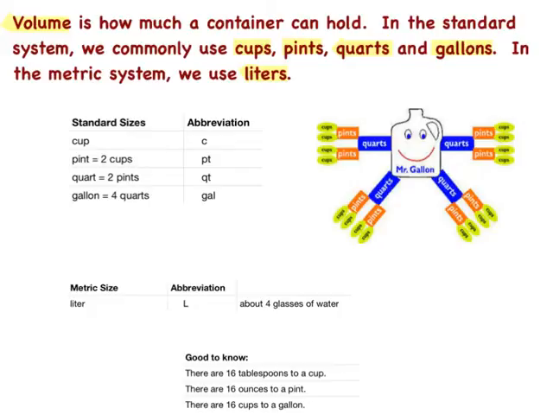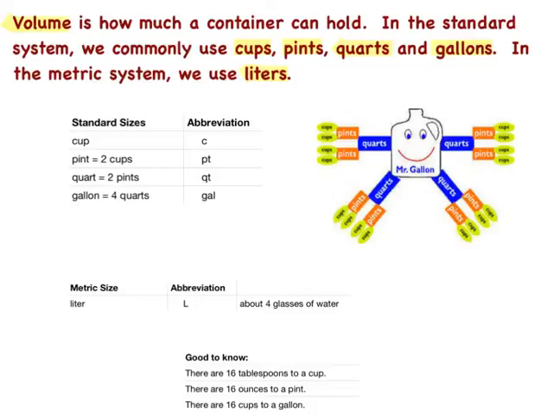When we are talking about volume, we are talking about how much a container can hold. In the standard system, we commonly use cups, pints, quarts, and gallons. In the metric system, we use liters. Here's a nice chart to show you the relationship between the different units of measurement.